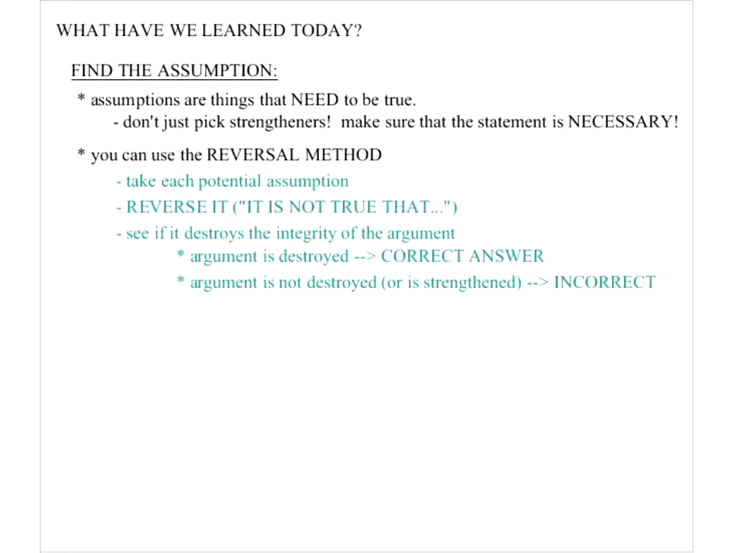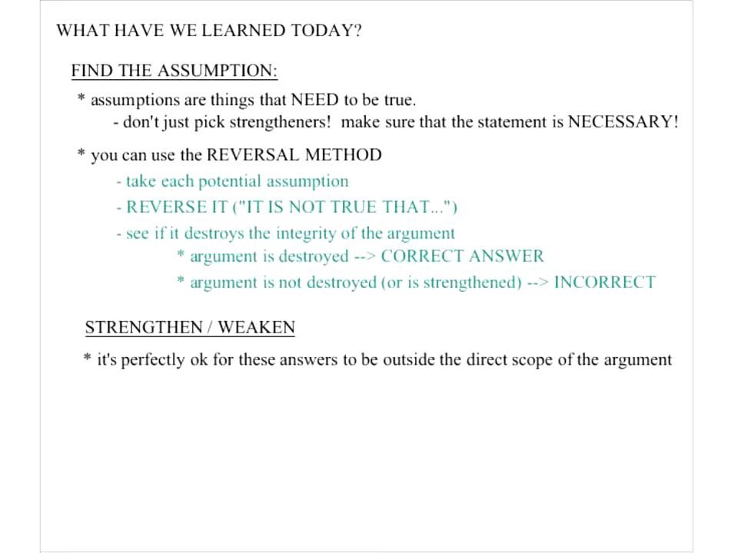What we've learned about strengthen and weaken, here's a recap of what we learned about those departments. Two things. First of all, it's perfectly okay for these answers to be outside the direct scope of the argument. But also, the best weapon you have is to simplify the argument.